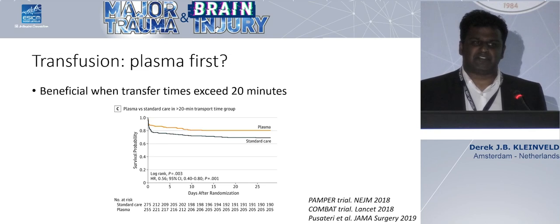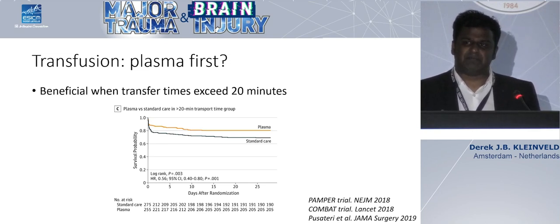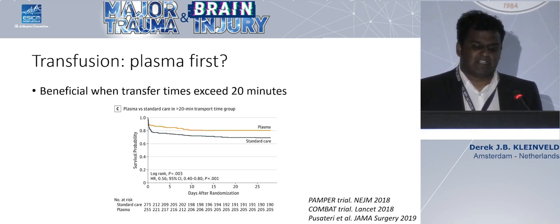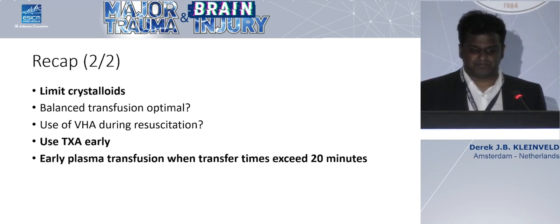So the PAMPER trial did show a 10% absolute mortality reduction for the plasma group, and the COMBAT trial did not show any difference. But later they tried to combine those data, and they showed that when the transfer time actually exceeded 20 minutes, your plasma transfusion was actually better in terms of mortality.